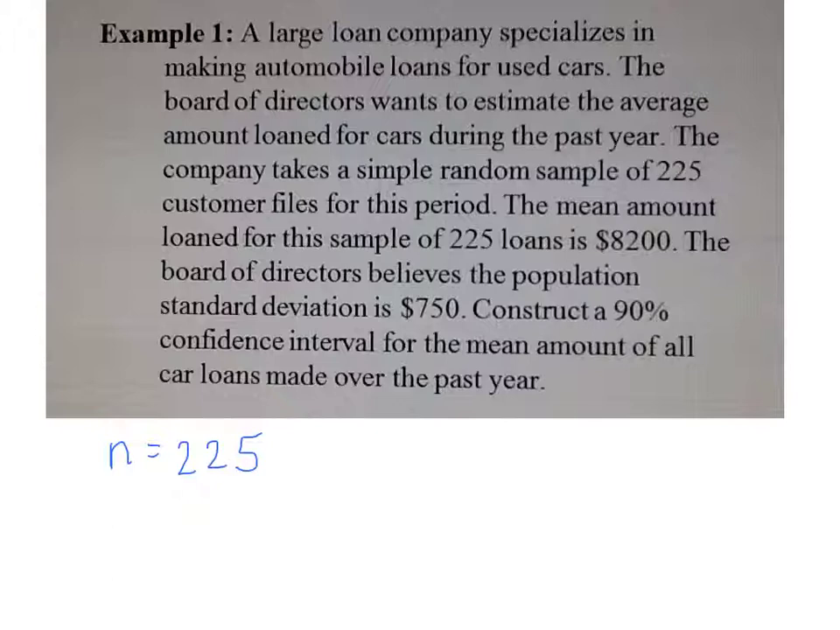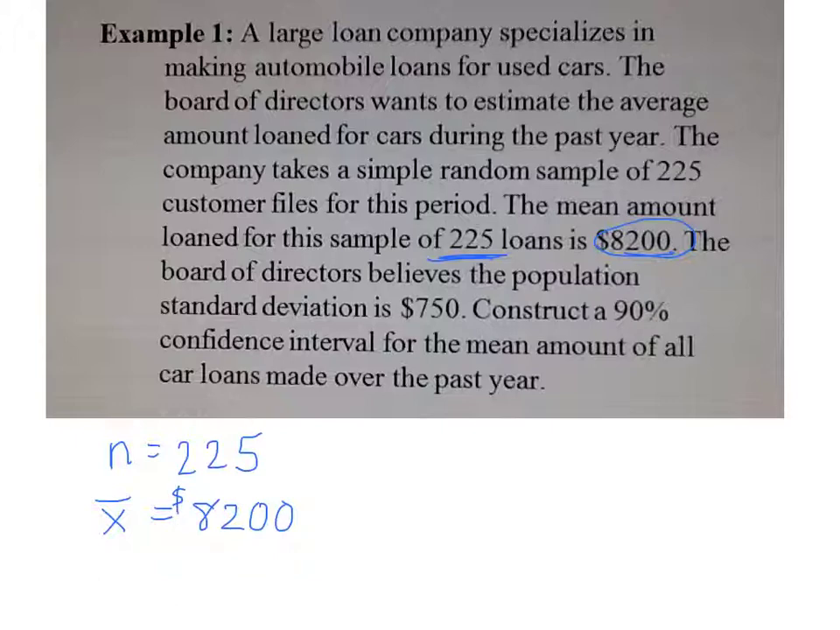The mean amount loaned for this sample of 225 loans is $8,200. So that $8,200 is not the population mean. That is the sample mean of those 225 loans. So we know X bar is equal to $8,200.